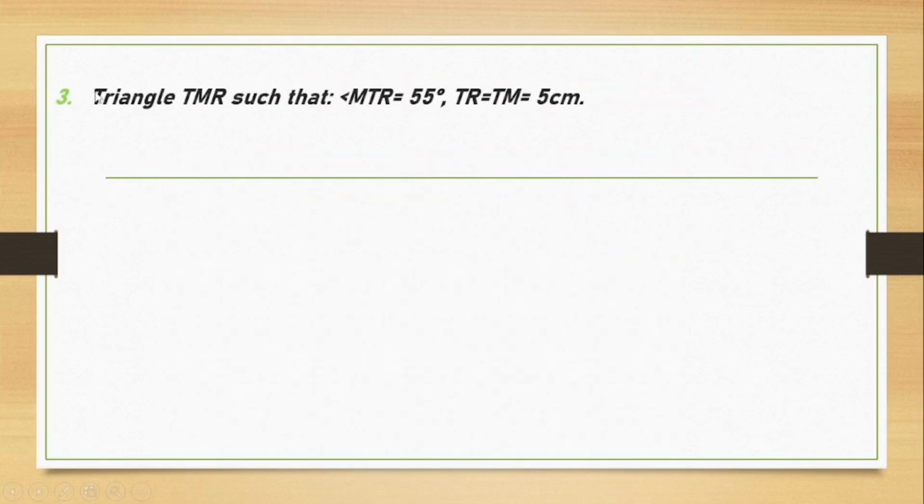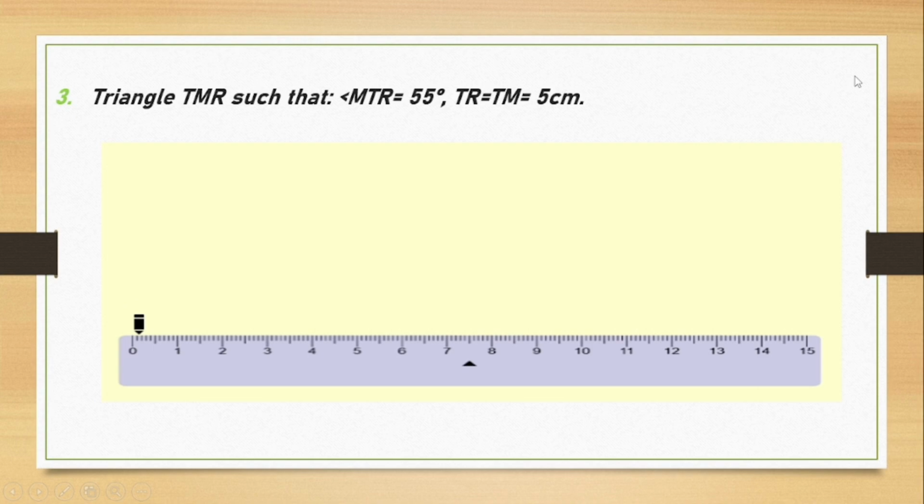Part 3. Construct triangle TMR such that angle MTR equal 55 and TR equal TM equals 5 cm. That means when we have two equal sides, that this triangle is isosceles triangle. In order to draw this isosceles triangle, first we use the ruler to draw side of length 5 cm.